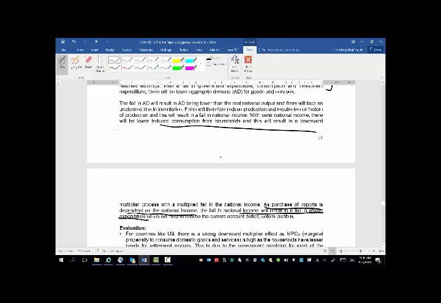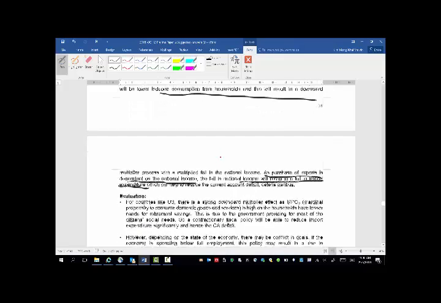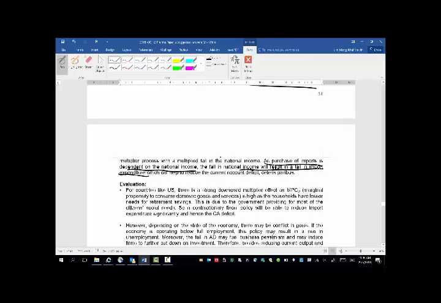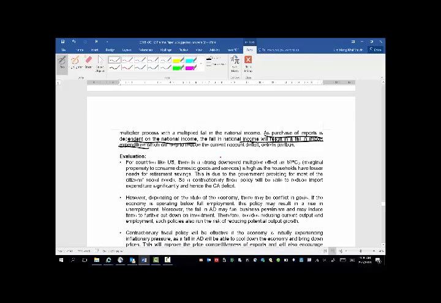So import expenditure will decrease. Now, is it appropriate or not? For countries like the US, with a strong downward multiplier, it's okay. This is due to government providing for more, so countries will be able to reduce this. However, depending on the state of the economy, they may conflict in goals. If it's operating below full employment, it may result in a rise in unemployment.